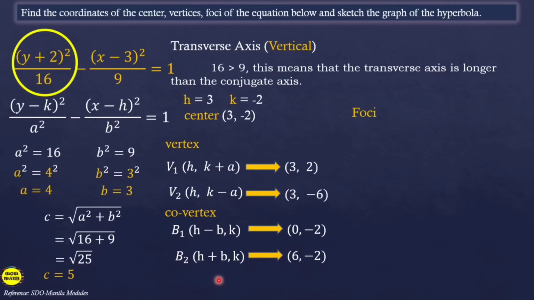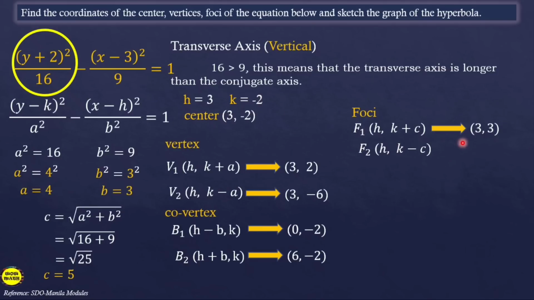Proceed tayo sa focus natin. So, yung F sub 1 natin, H, and then K plus C. So, yung H natin ay 3, and then yung K natin is negative 2. So, negative 2 plus yung value ng C natin na 5. So, negative 2 plus 5, the answer is 3. So, F sub 1 is (3, 3). Next, yung F sub 2 natin, H, which is 3. K minus C, yung K natin is negative 2.